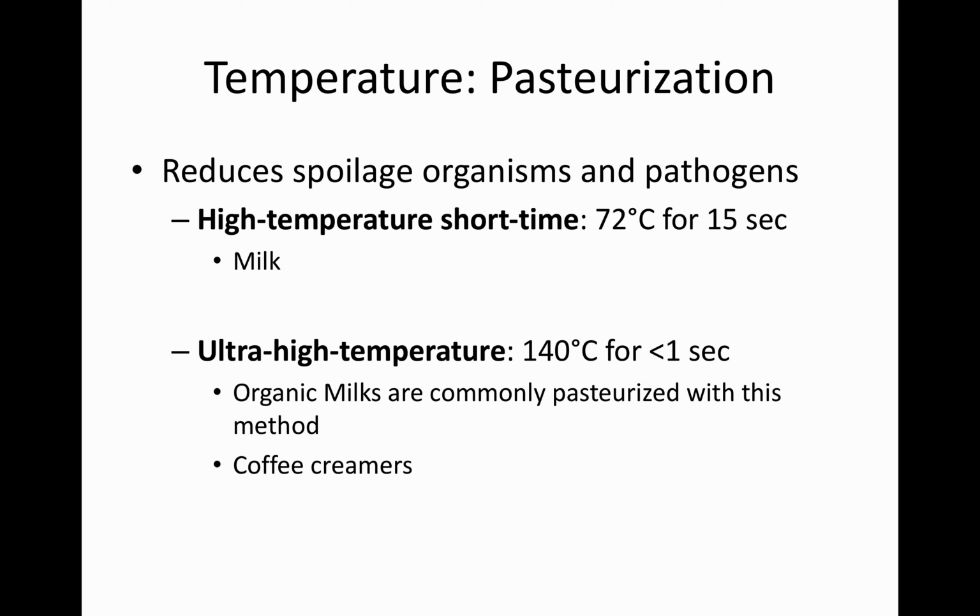Pasteurization is another heat method, which is going to reduce the spoilage organisms and pathogens in certain foods. So this is a high temperature for a short amount of time. 72 degrees Celsius for 15 seconds would be useful for things like your milk products. There's also ultra high temperature, which is 141 degrees Celsius for less than a second. So your organic milks are commonly pasteurized with this method, including coffee creamers.